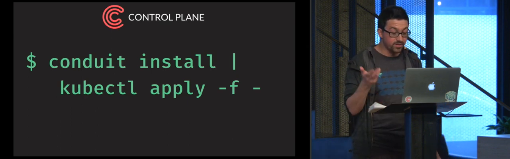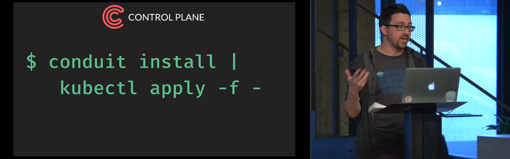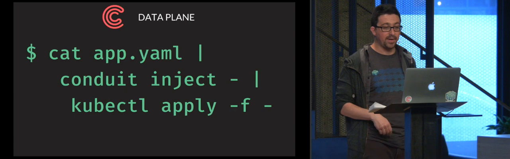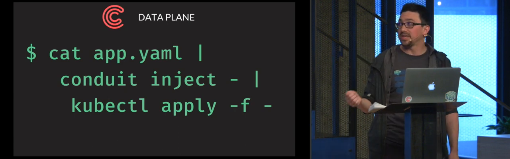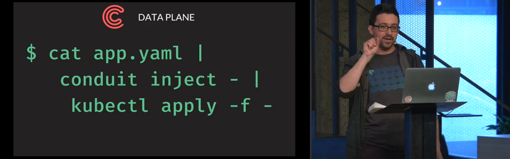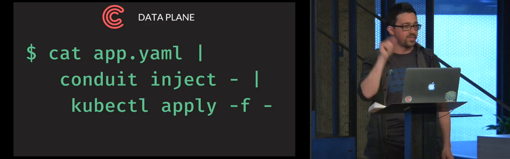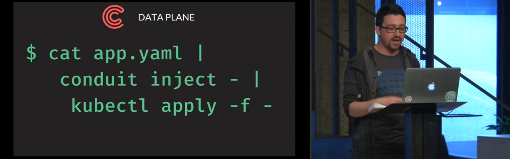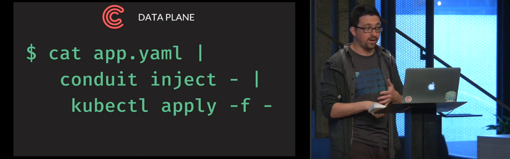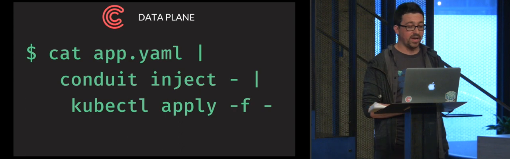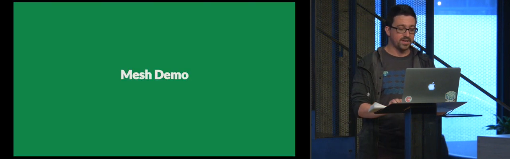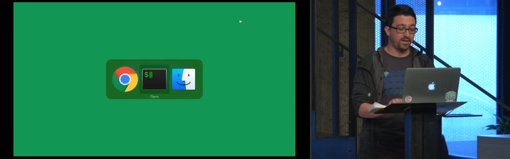The next thing we're going to do is enable our emoji test app with the Conduit data plane. And this is all it is. You take the YAML you already have, you pipe it into our inject command, and it's going to inject a bunch of proxies next to each one of your containers, and then we send that out to Kubernetes again. We don't have to change anything in our app. We don't even have to take down the app. We just redeploy it as is. So let's go through that part now.